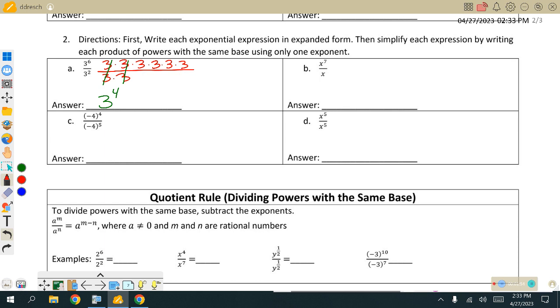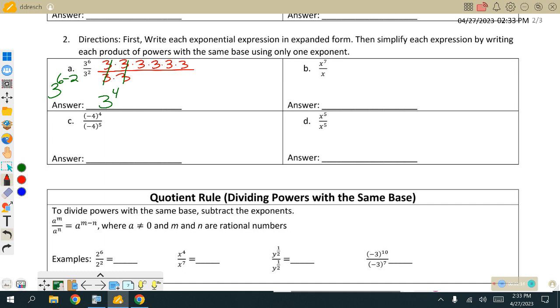Minus. Thank you, Brady. My shortcut is keeping that base as 3 and taking those exponents, taking those powers and subtracting the top exponent minus the bottom one. 6 minus 2, which gives me 3 to the 4th. I don't care if those bases are numbers or if those bases are variables.